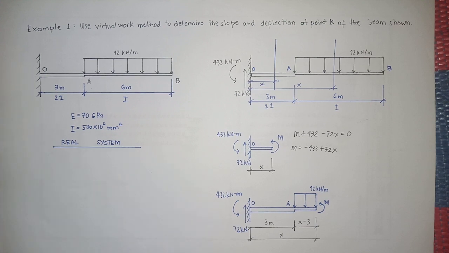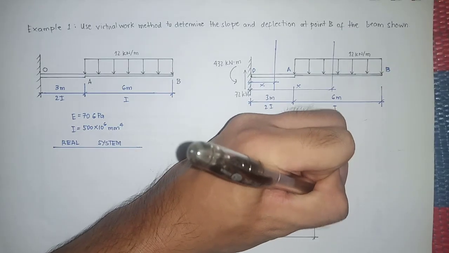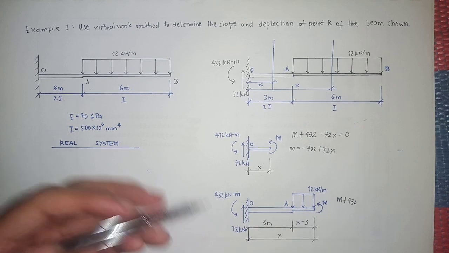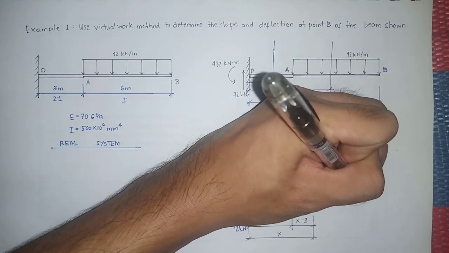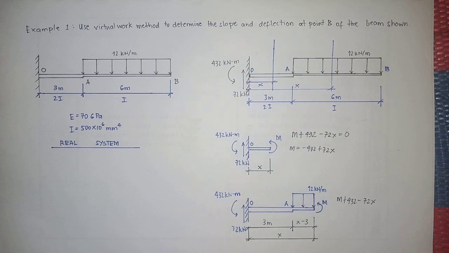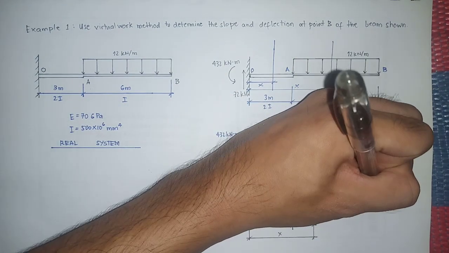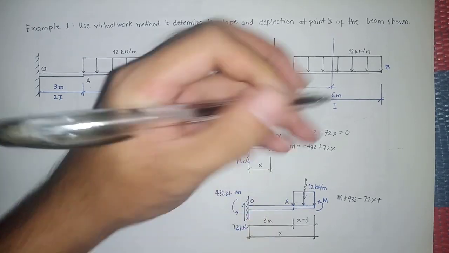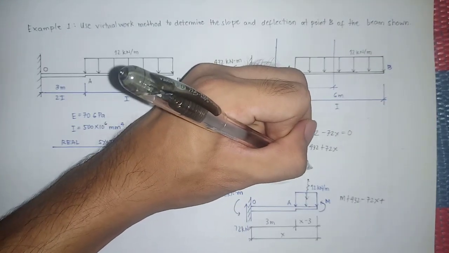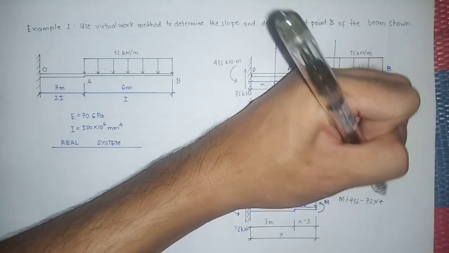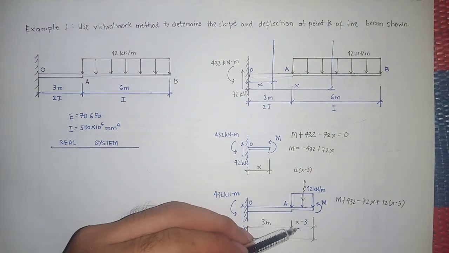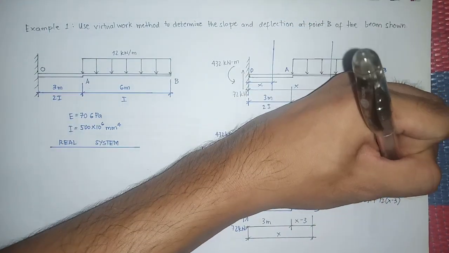How about this one? Paano naman ito? So, ganun din. Same process. We have M plus 432. Same pa rin, present pa rin, minus 72 times X. Okay. And then plus this one. Plus to, no? Yung resultant niya ay how much? 12 times X minus 3. Alright? So, 12 times X minus 3 times moment arm, kalahati ng X minus 3.